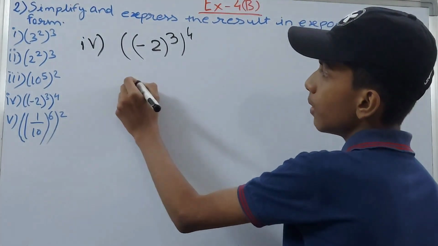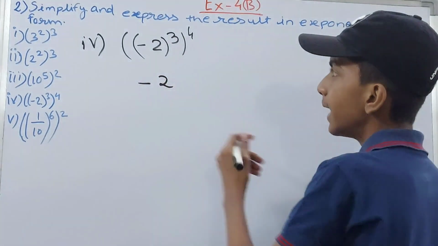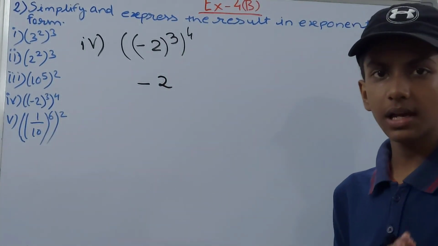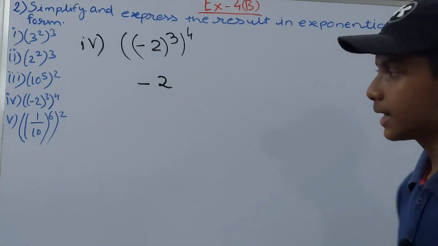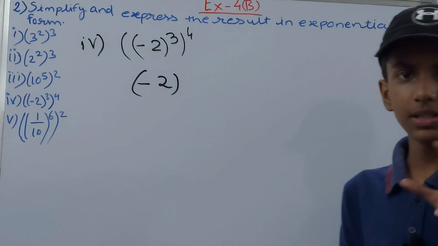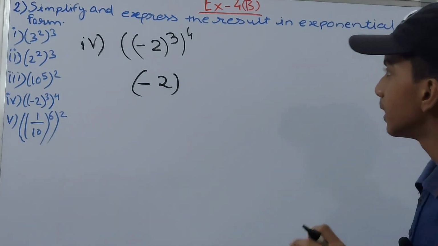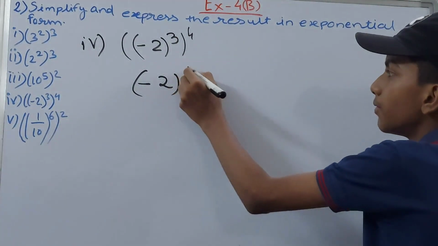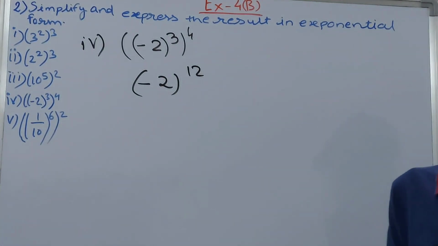So minus 2 will be as it is, and since it is a negative number, we will put a bracket here, just so that we can distinguish that it is a negative integer. So minus 2 and 4 into 3, 12. So minus 2 to the power 12, okay.